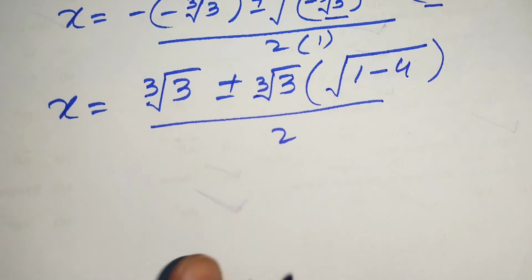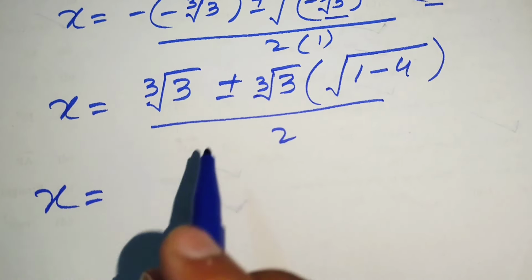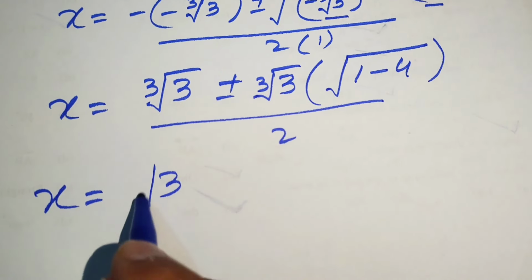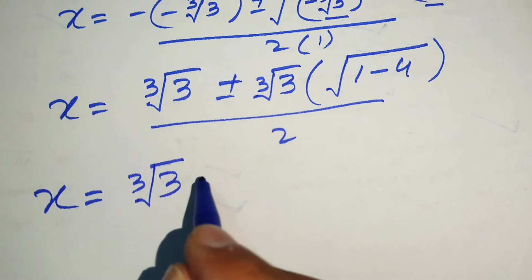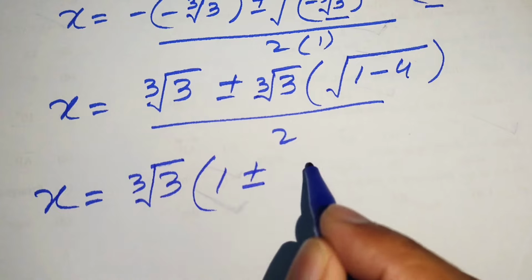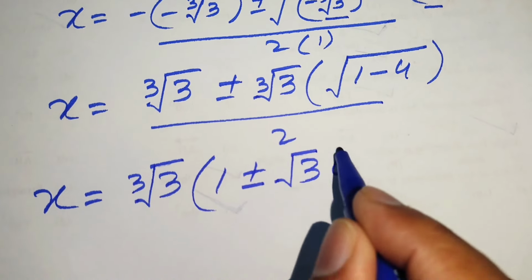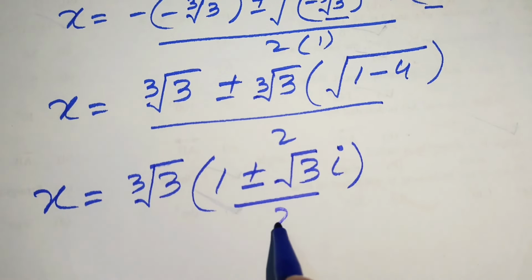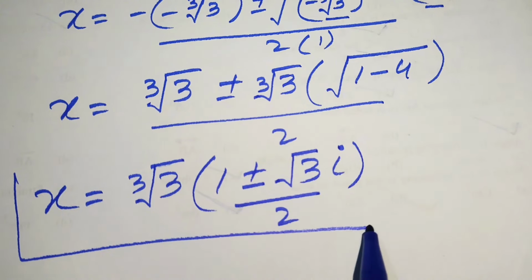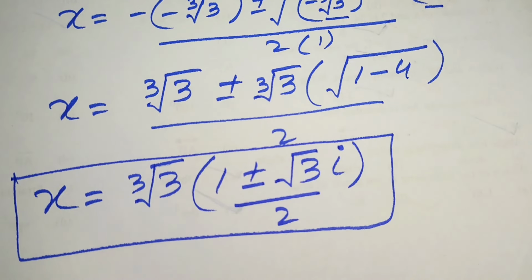And after this step we have x, here we take common cube root of 3, and it is x equals to cube root of 3 into 1 plus minus square root of 3 into iota, divided by 2. So these are the other two roots of the given equation.